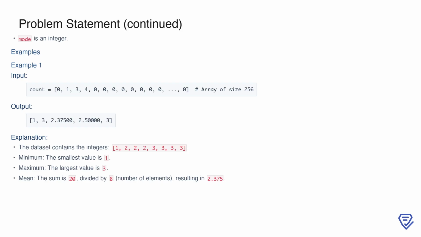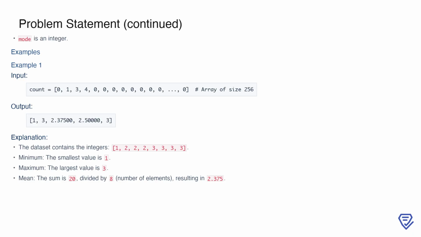Suppose the input array count is defined as 0, 1, 3, 4, 0, 0, 0, 0, where most values are 0 except for a few. This means that the dataset contains integers based on these non-zero counts: 1 occurrence of 1, 3 occurrences of 2, and 4 occurrences of 3. If we write out the dataset, it would look like 1, 2, 2, 2, 3, 3, 3, 3.